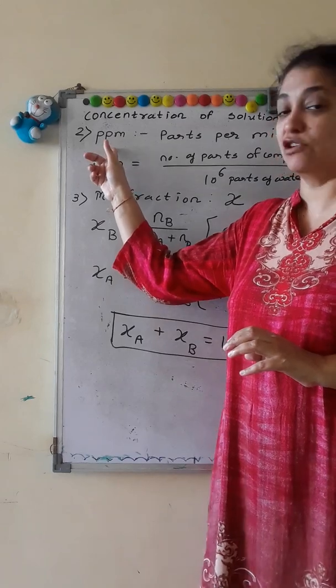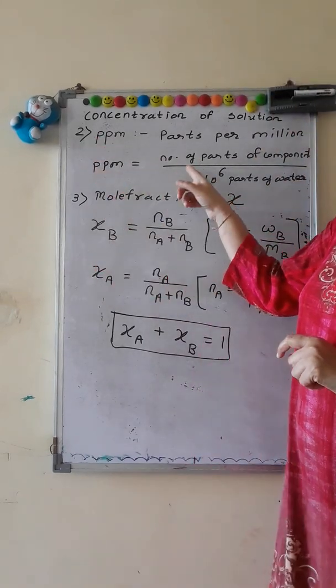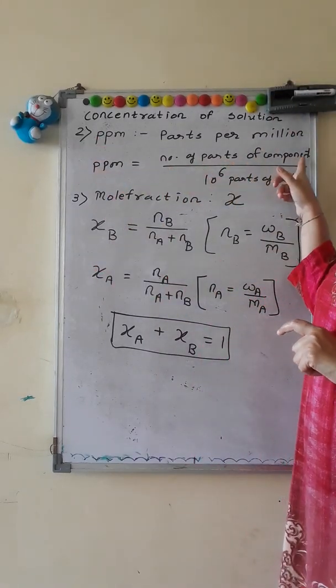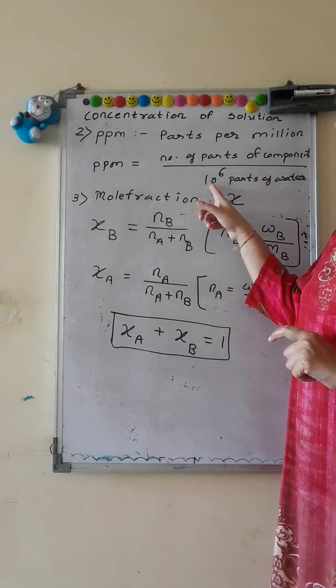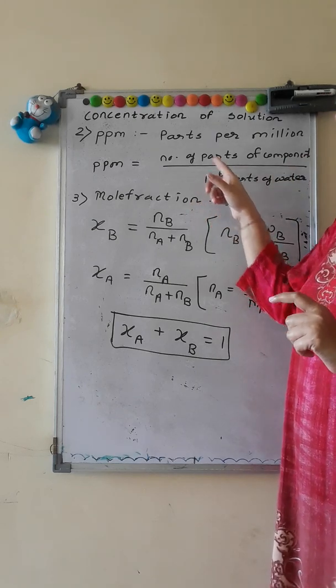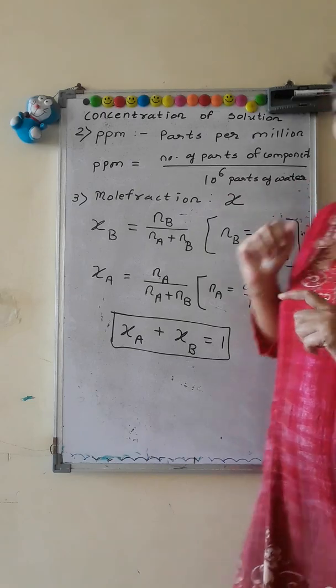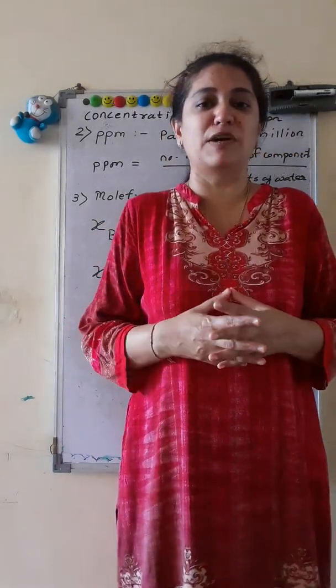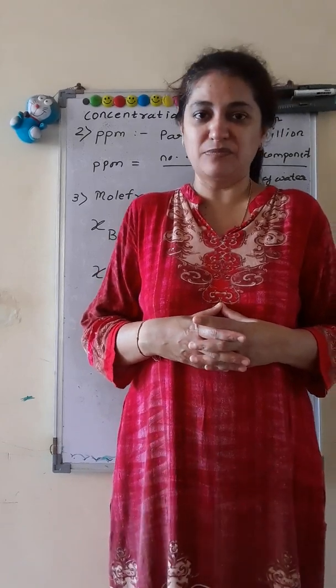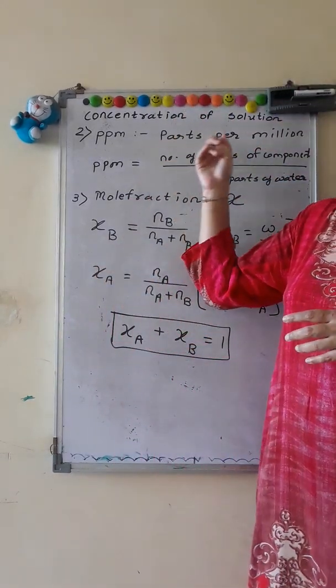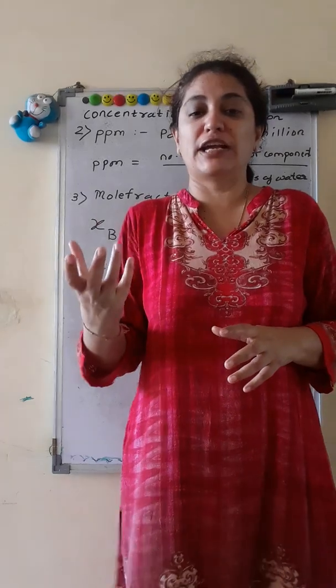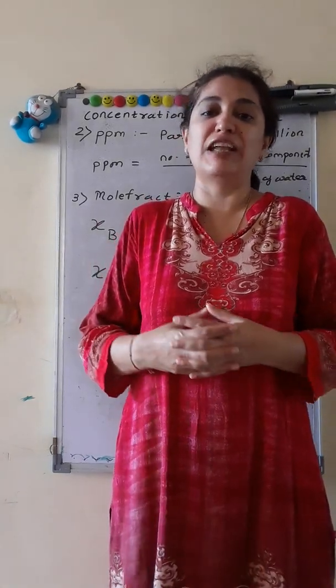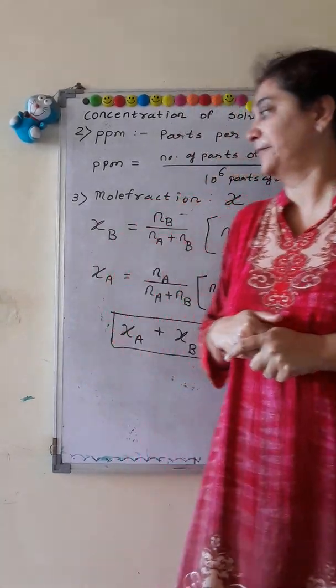Now ppm is calculated as ratio of number of parts of particular component to the every 10^6, that is every million parts of water. If solvent is another solution, 10^6 part of that particular solvent. So ppm is useful mainly to check the purity of drinking water, sample of drinking water.